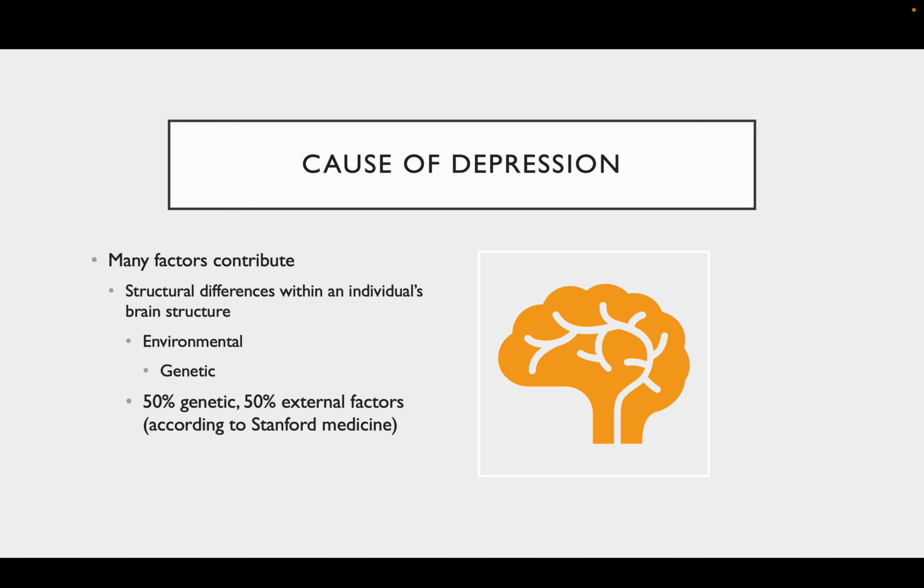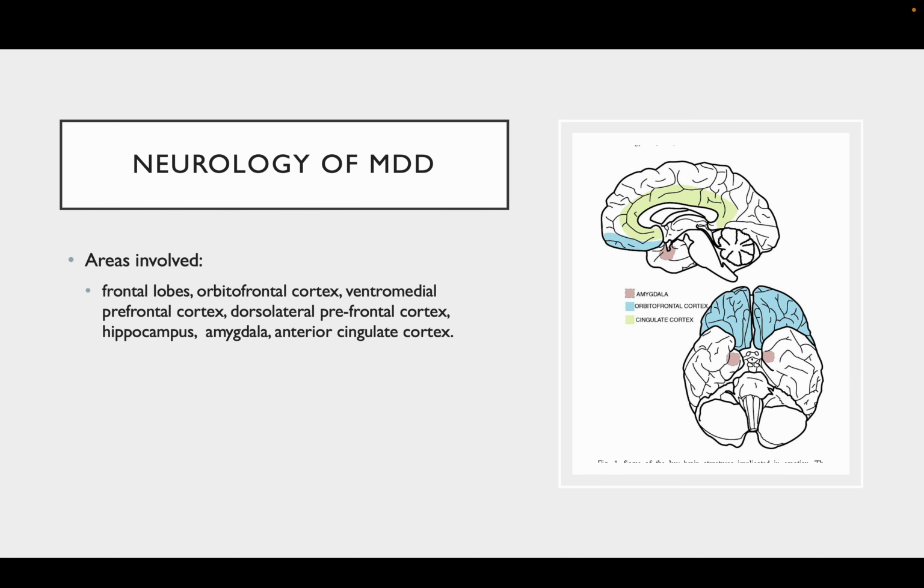Cause of depression. MDD is believed to be developed through the interaction of many factors, through psychological factors, biological factors such as genetics or chemical, structural differences within one's brain, and environmental factors such as traumatic life events. Stanford Medicine states that heritability of depression is 50% genetic and 50% caused by external factors such as environmental. Neurology of MDD. The main areas thought to be involved in MDD include the frontal lobes, the orbitofrontal cortex, the ventromedial prefrontal cortex, the dorsolateral prefrontal cortex, the hippocampus, the amygdala, and the anterior cingulate cortex.